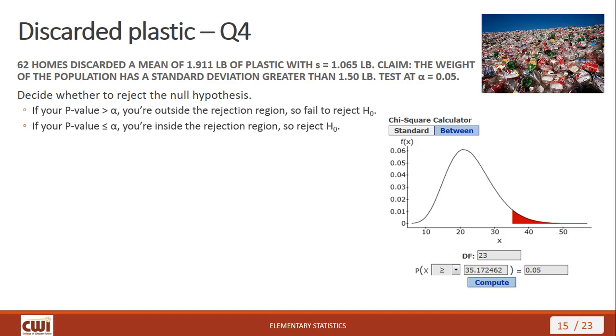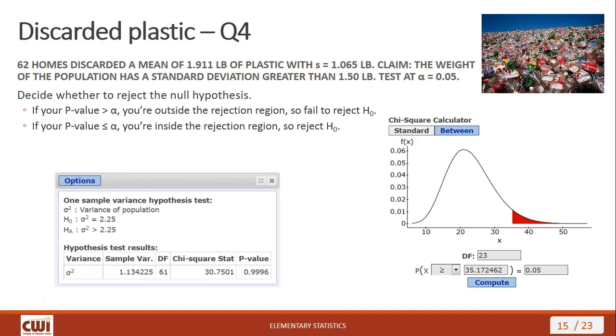So now we're going to compare the area of our p-value with alpha. Go back to our results window. The p-value is the last number listed in the results window, which is 0.9996. This is greater than 0.05. Therefore, we are outside the rejection region, and we fail to reject H0.